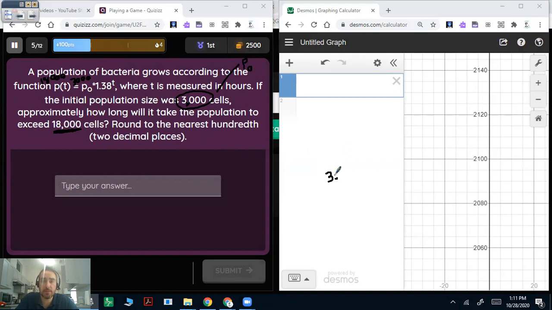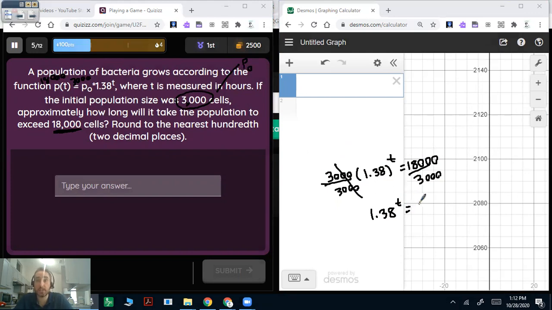So there really is nothing different from the setup for this problem. You would still divide by the 3,000 and then do the log. So it's going to be divided by 3,000. You could also get an intersection with the graph. And that's 1.38 to the t power. And 18 divided by 3 is 6, so 18,000 divided by 3,000 is going to be 6 as well. Then you can do a log base 1.38 of 6 to get your t, to get your exponent.